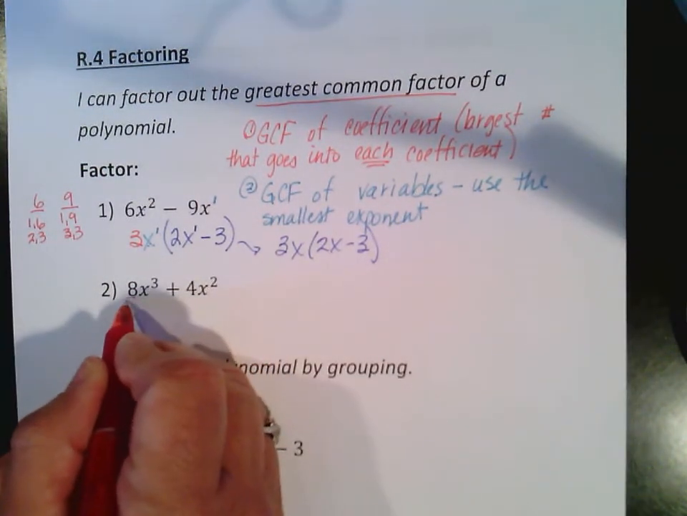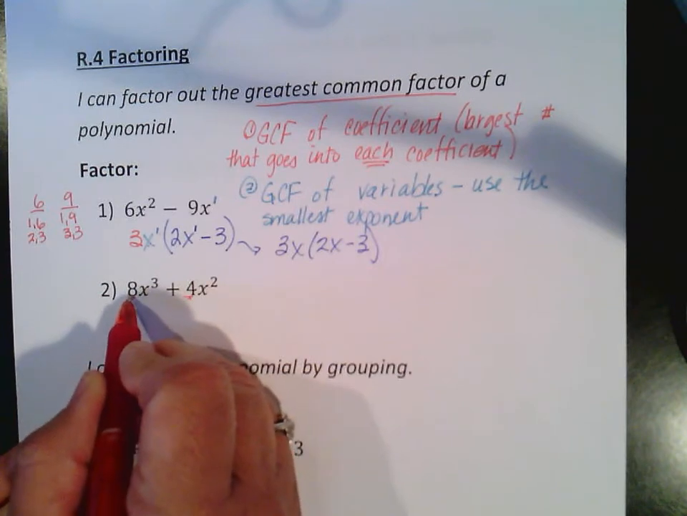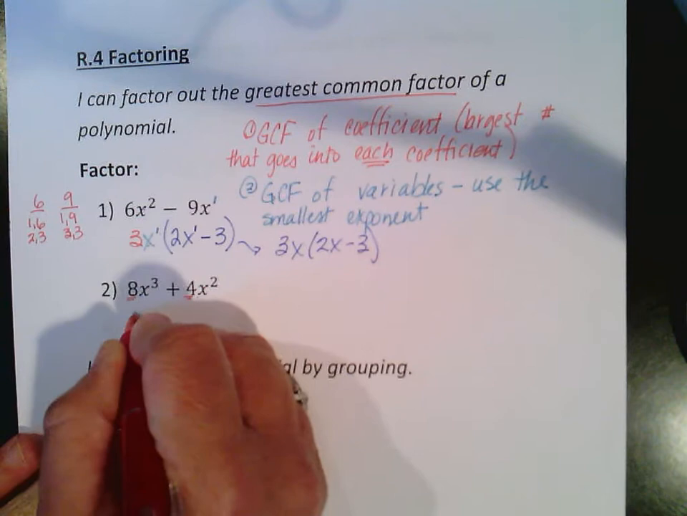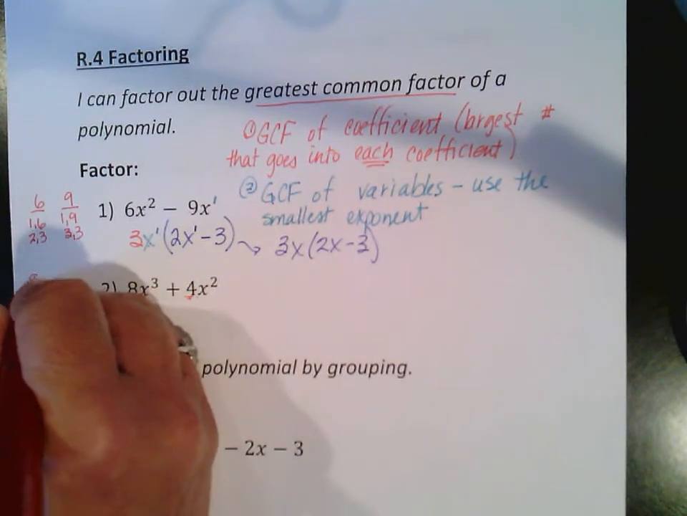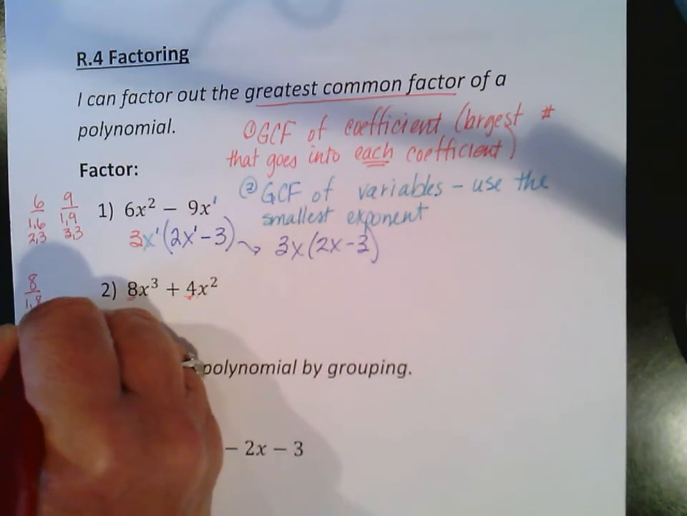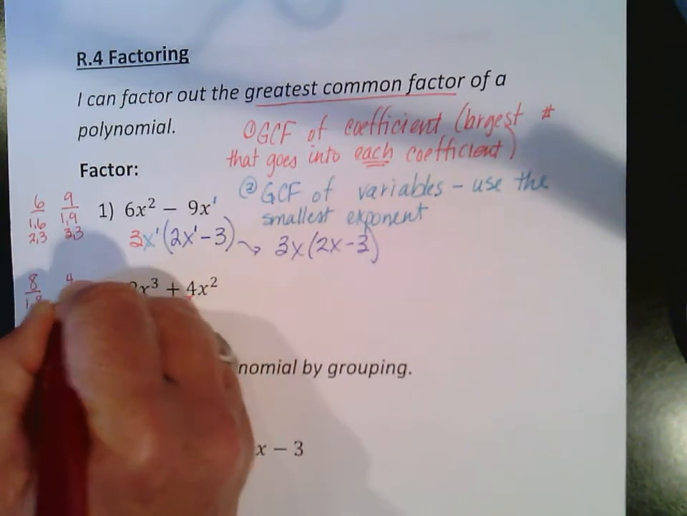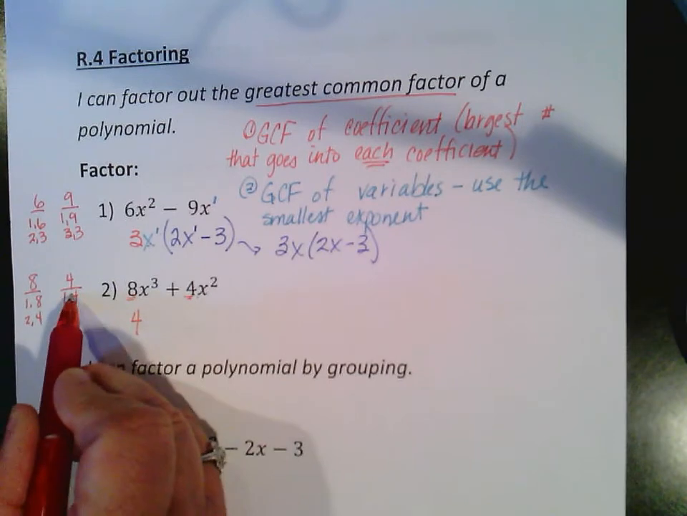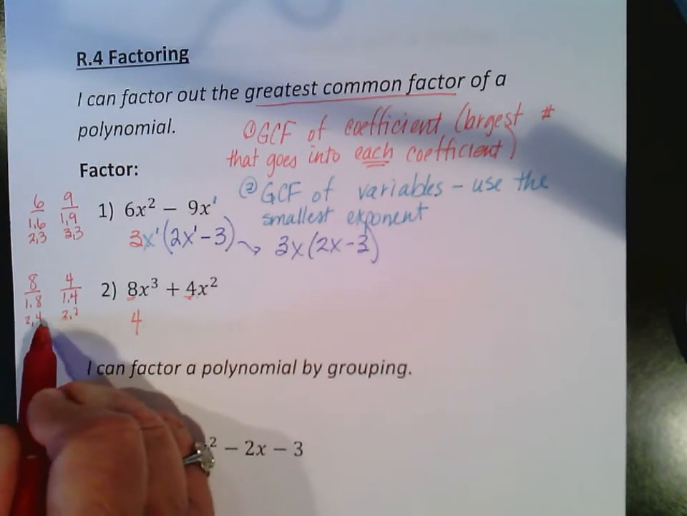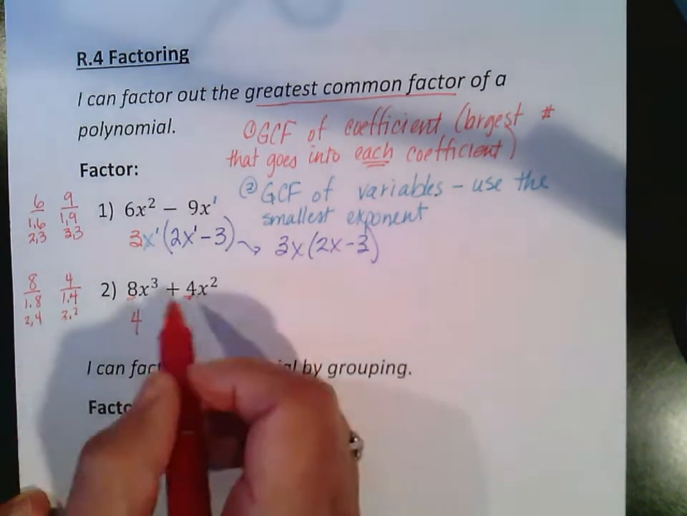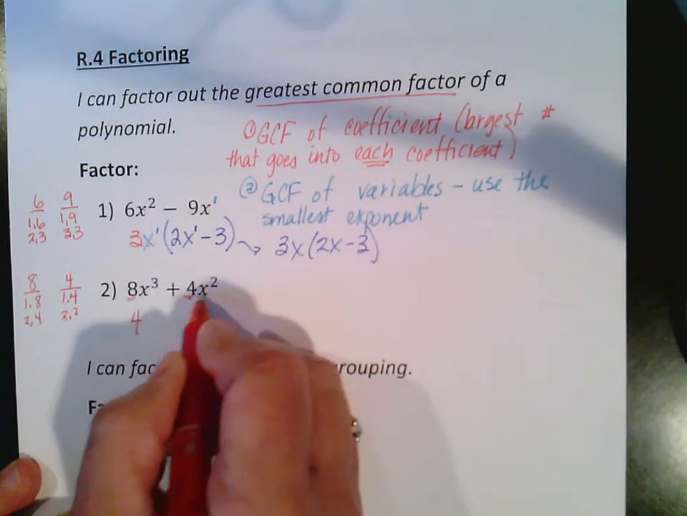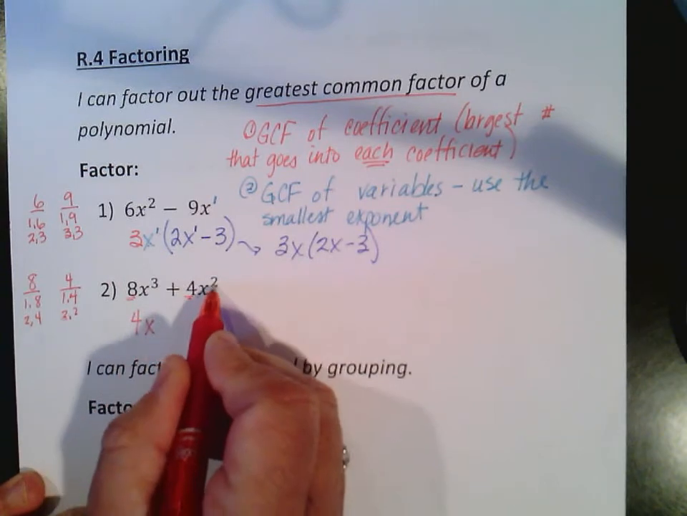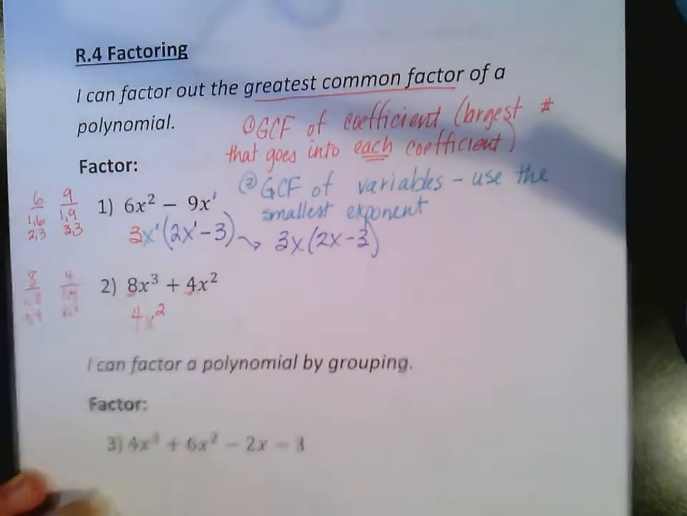And the largest factor that goes into both 8 and 4 is 4. All right, my factors of 8 are 1 and 8 and 2 and 4. Those are all the factors. And my factors of 4 are 1 and 4 and 2 and 2. The biggest one they have in common, they both have 2 in common, but the biggest one they have in common is 4. So I'm going to factor out a 4. They both do have an x variable, so I'm going to factor out an x. The one I'm going to use is the one with the smallest exponent, so that would be squared.